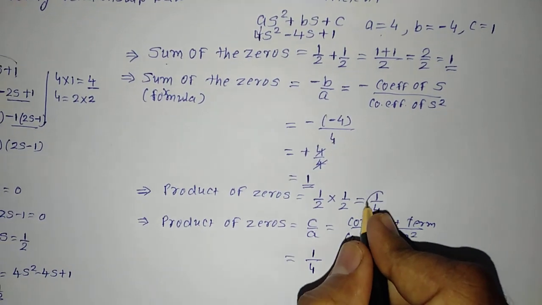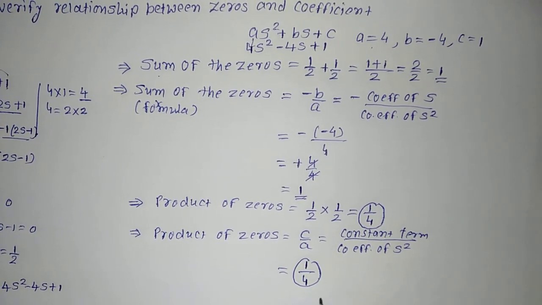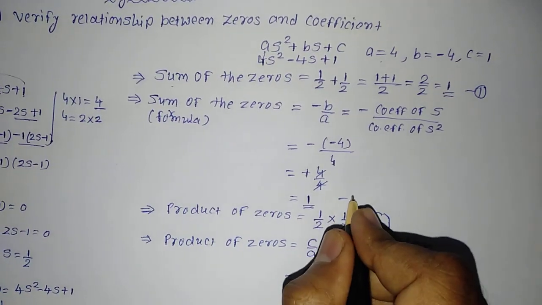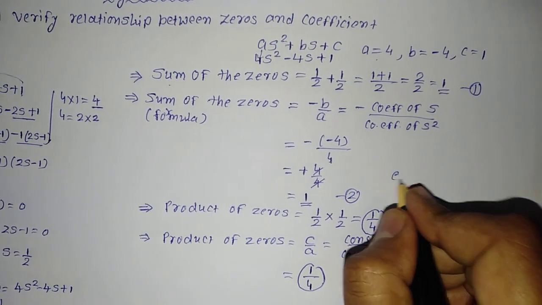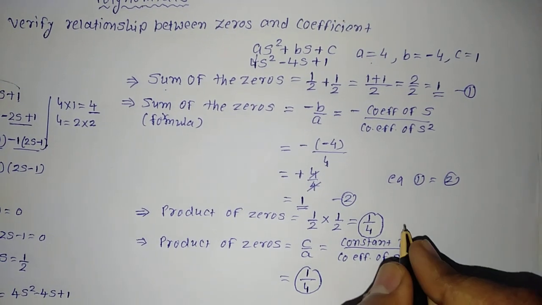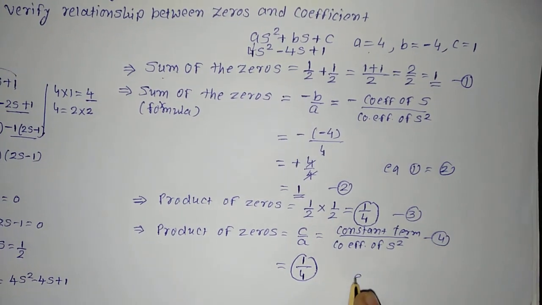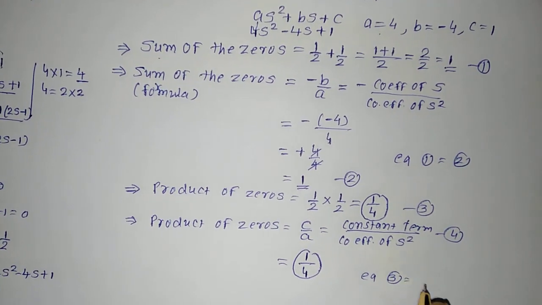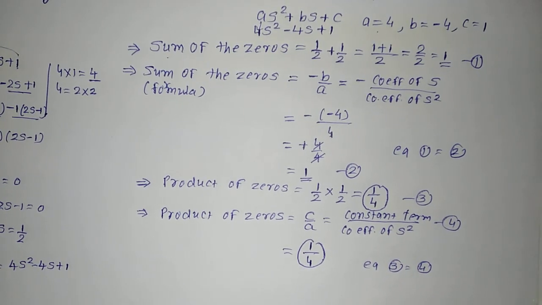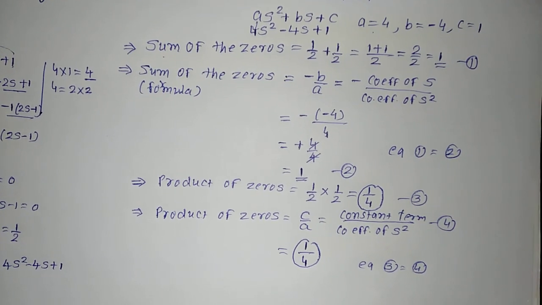You can see here it is 1 upon 4 and here also it is 1 upon 4. In that way, if I call equation number 1 and equation number 2, equation 1 is equal to 2, we get the same value. This is equation 3 and this is equation 4. So we can say equation 3 is equal to equation number 4. Thus, I can say that the relationship between the zeros and the coefficient in the polynomial is verified.